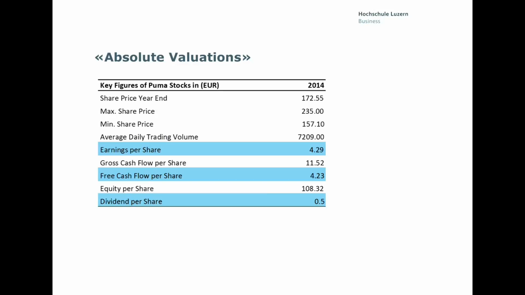Let us have a look at Puma, a large German sports company. The table provides some key figures of the Puma stock. Next to earnings per share, free cash flow per share and dividend per share are two other frequently used financial ratios that provide insights about the value of a company. We will look at these ratios in detail later in this course.